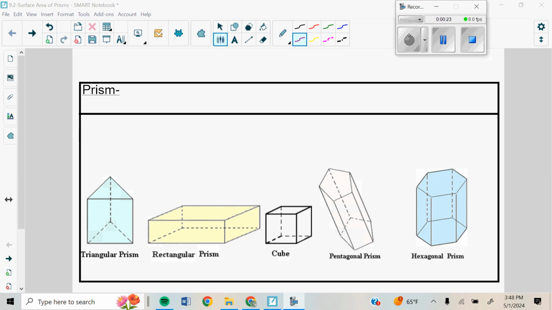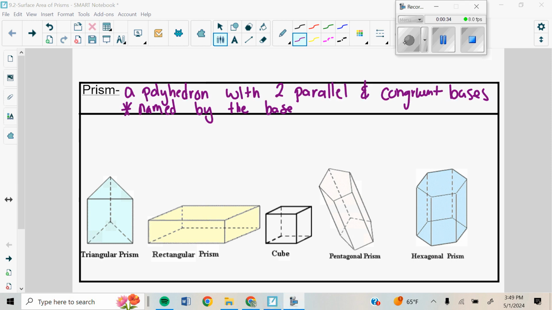And so the definition of a prism is a polyhedron with two parallel and congruent bases, and then they are named by the base. So let's go ahead and write that down. And poof, there it happened. So go ahead and pause it and then jot it down.